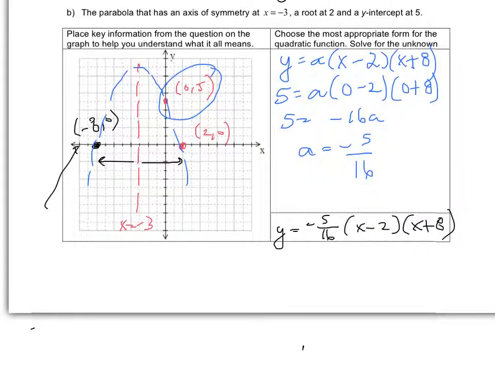To recap, given a graph or given key information about a graph that you can actually graph yourself or create a sketch of, you should be able to figure out which form, vertex form or factored form, is the best choice for determining the equation of a quadratic function.